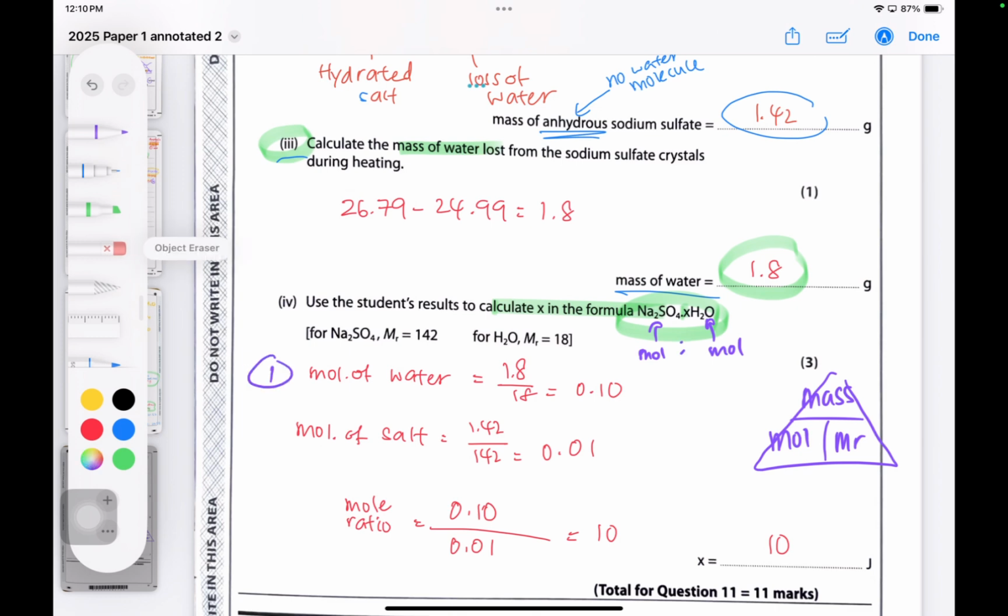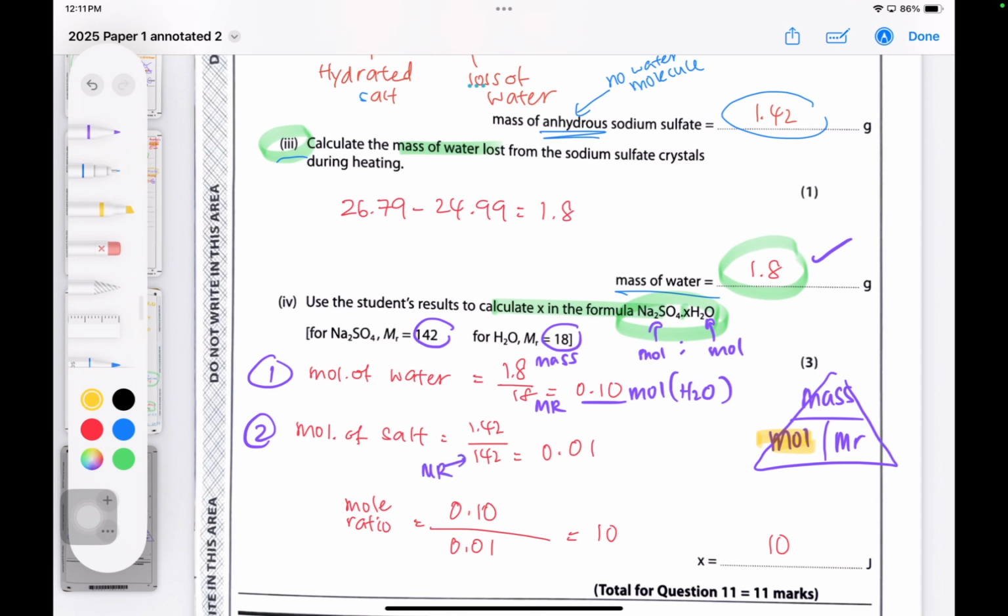So the first thing you want to do is to find the mole of water. If you want to find mole, you want to use mass, which is calculated over here, divide by the MR of water, which is nicely provided, 18, and you end up with 0.1 mole of water. Then you move on to do the same thing for salt. The salt here is sodium sulfate. MR is provided, so this is the MR.